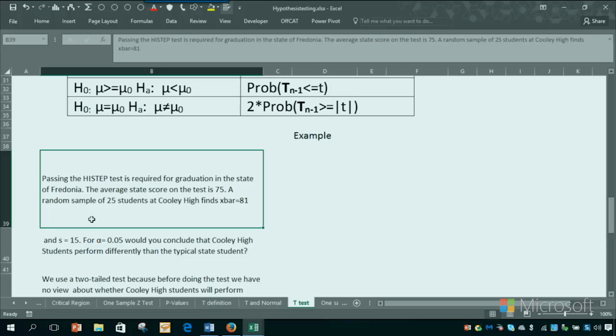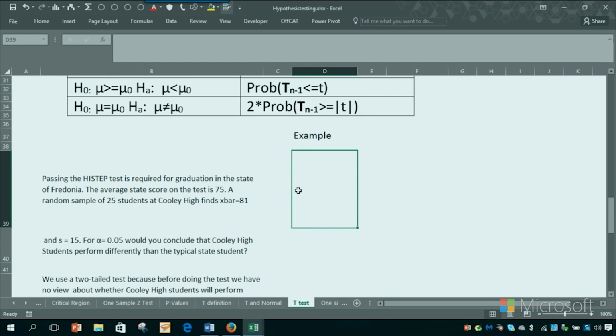In this video, we'll do an example of the one sample t-test. Let's talk about Cooley High again. Passing the state test required for graduation is necessary, and the average state score on the test is 75. So we want to see if Cooley High is different in performance than the state.